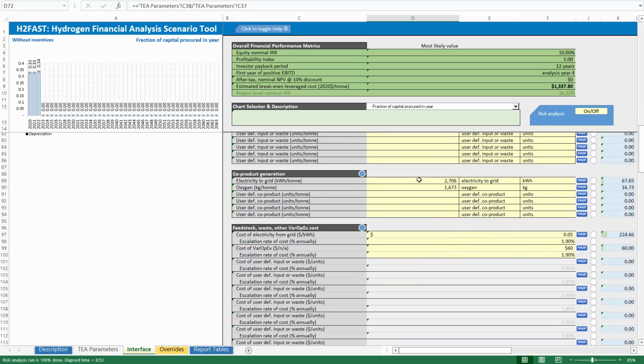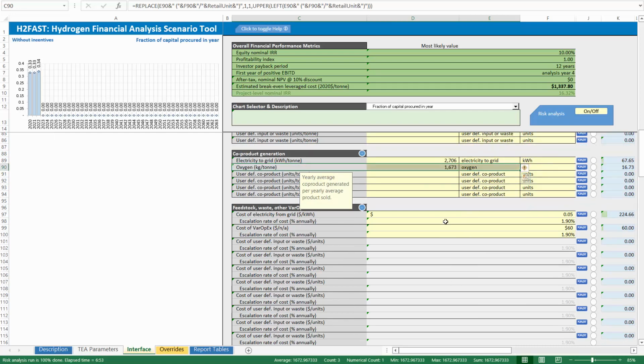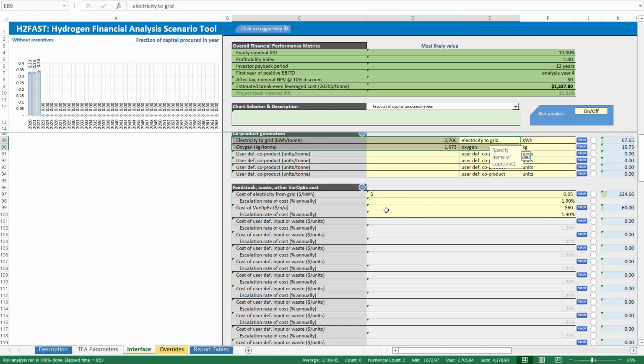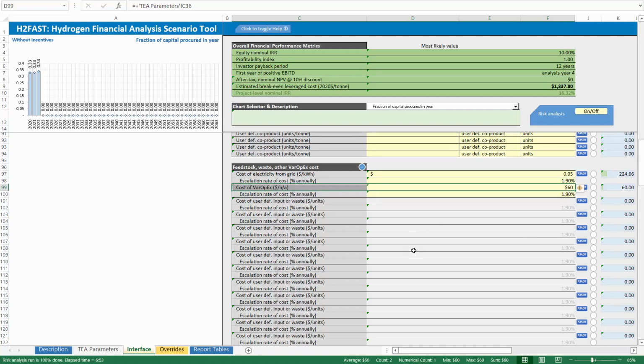We have cost of electricity. Some electricity is sold to the grid. We also have oxygen as a co-product in terms of material or energy flow. Those are the co-product quantities. We have electricity from the grid. We've assumed 5 cents per kilowatt hour, and variable Opex for distribution was quantified as $60 per ton of ammonia.